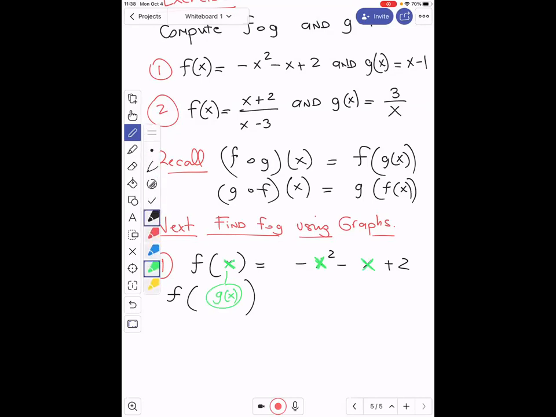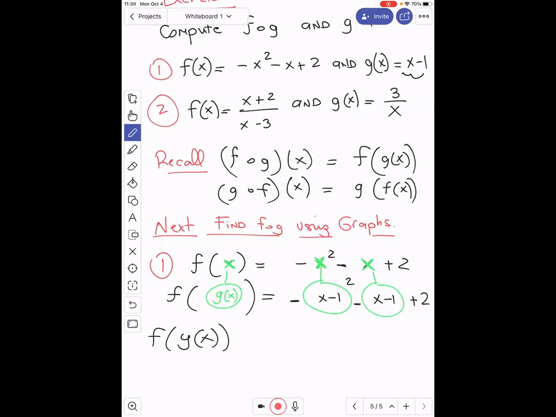So this x right here and this x right here. There's a minus outside, there's a square right here, and g of x, of course, is x minus 1, so there's an x minus 1 right here. There's a minus, then x minus 1, and then plus 2. Think of the circle as a parentheses. This is minus, parentheses, x minus 1 squared, minus parentheses, x minus 1, and then plus 2, right?